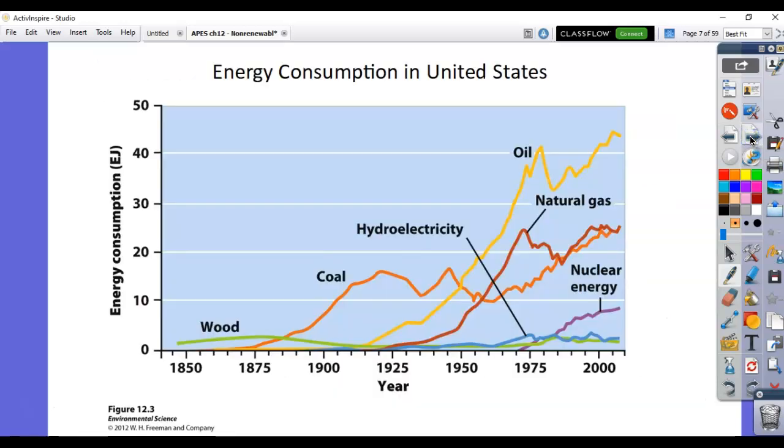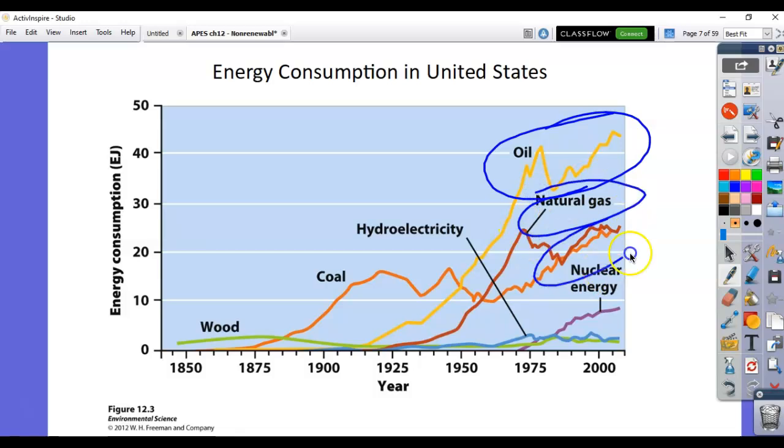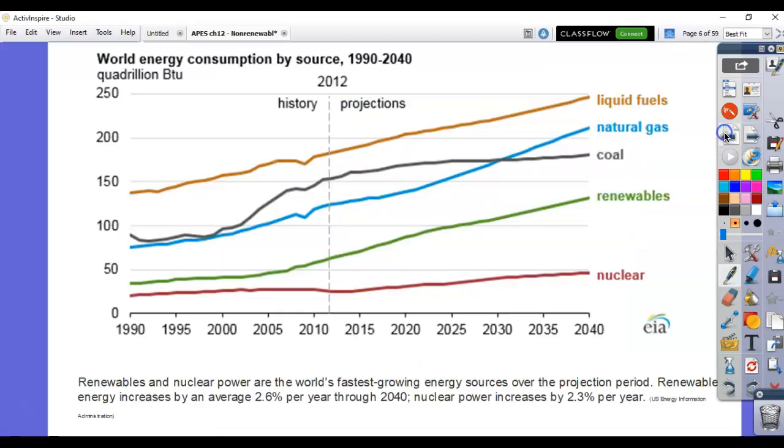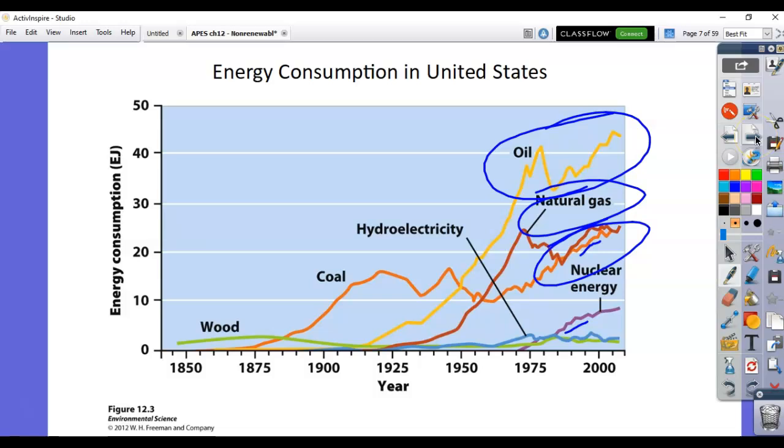So in the US, if we take a look at this, okay, we can see oil right here. We've got natural gas and we've got coal, okay? Nuclear energy increasing quite a bit, okay? Coal actually was increasing a bit. So this is the US versus this is the world, okay? So we're just looking at the US now.